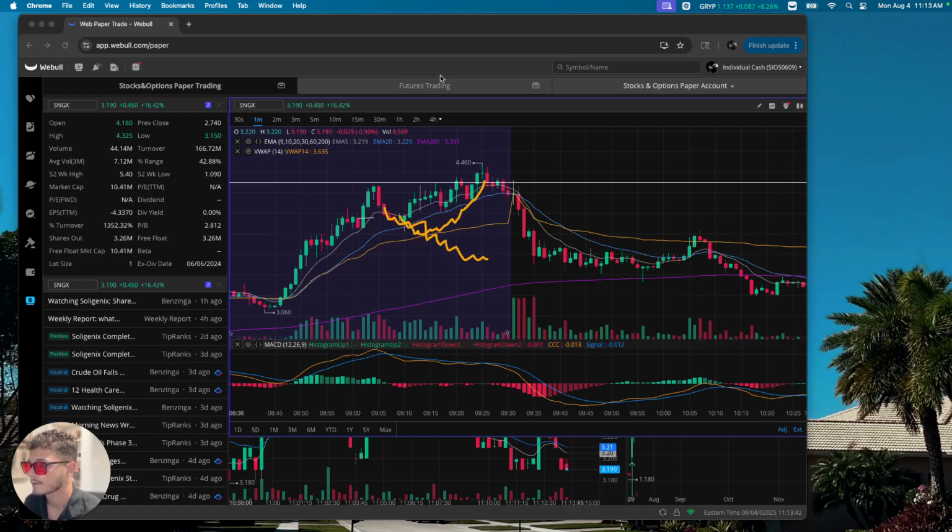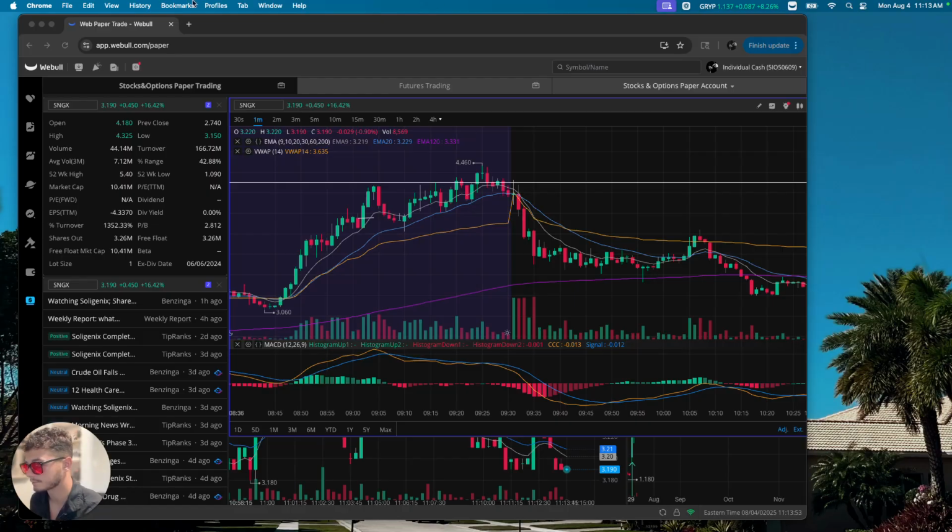Okay? So it's a 3-tiered step process. Holds the 9, good. Breaks the 9, bad. Holds the 20, okay, good, we can still watch it. Breaks the 20, probably not worth watching.